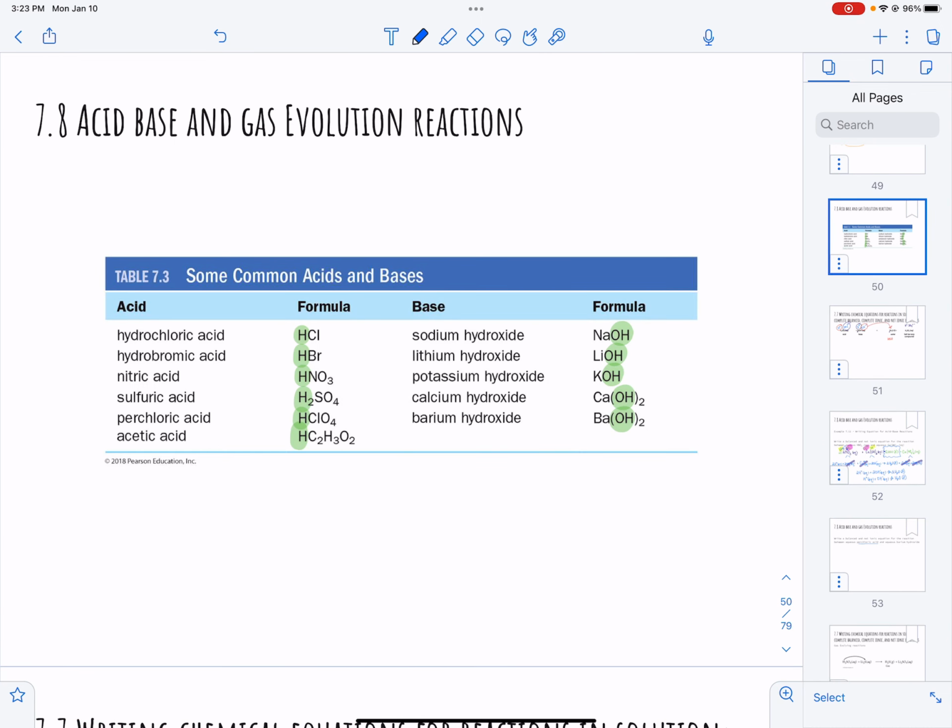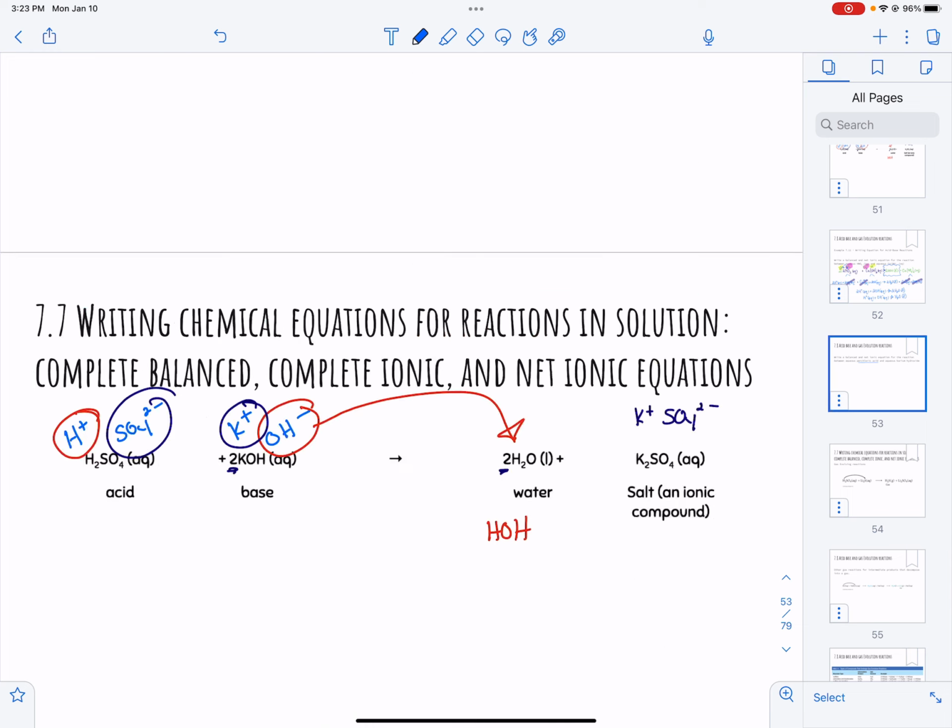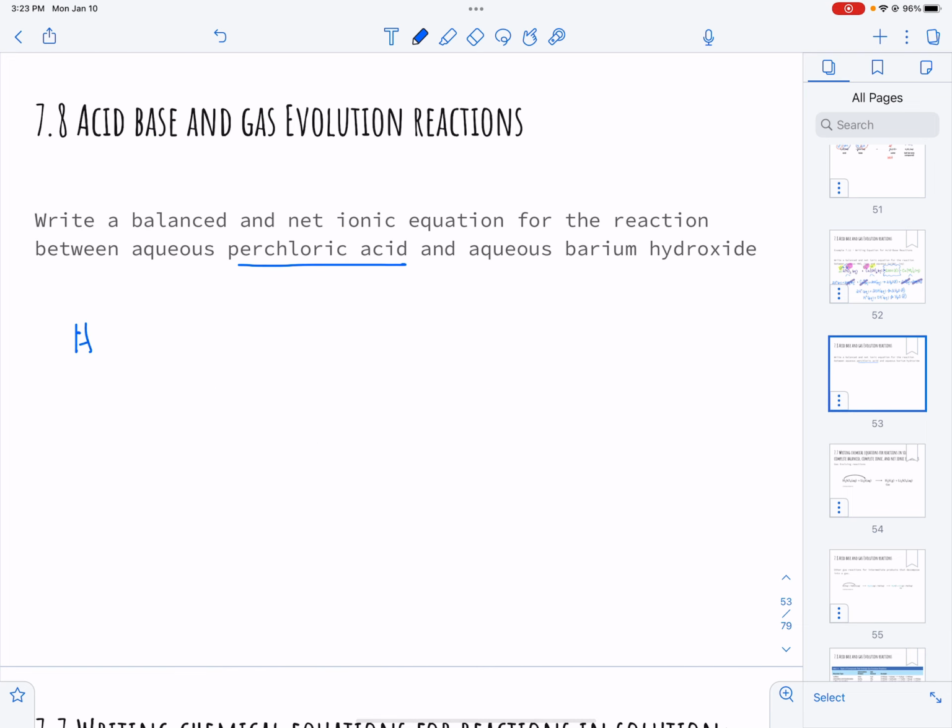Perchloric acid is HClO4, okay? So this is HClO4. All acids are aqueous. Barium hydroxide is also aqueous.